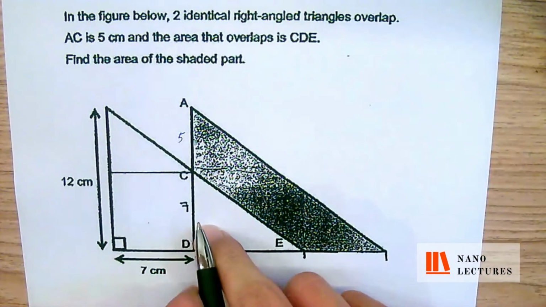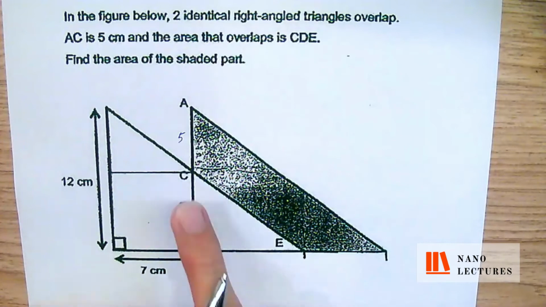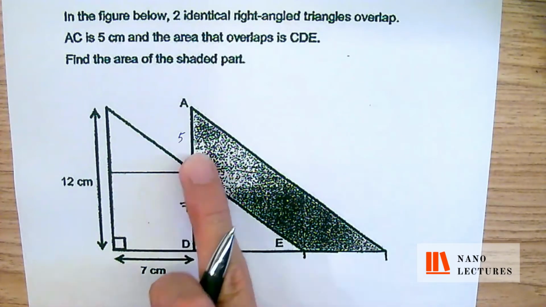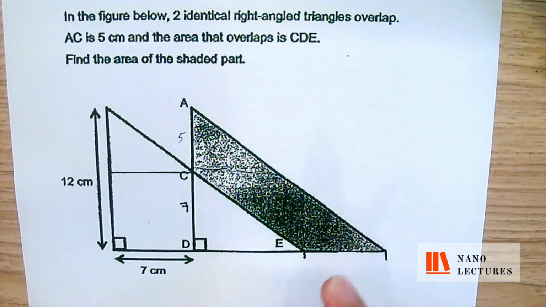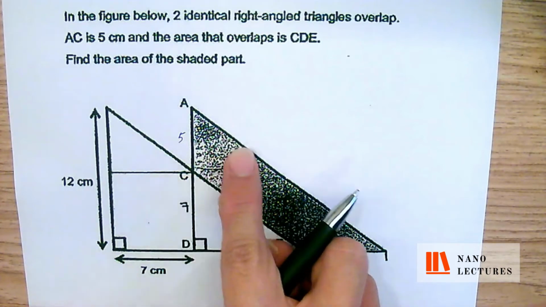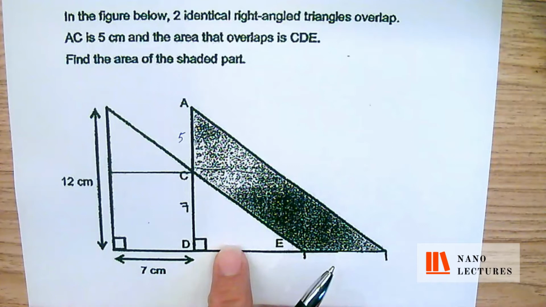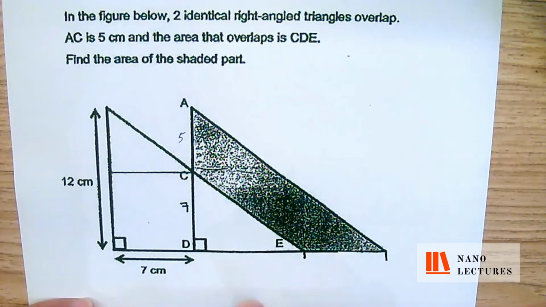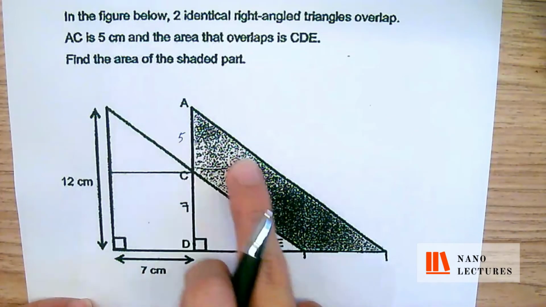Whatever. They said that the area that overlaps is CDE. This is the area of overlap, but this is the shaded part. So number 1, they're trying to trick you. They're telling you that this is the overlap part, then they're telling you that this is a shaded part. They're just trying to trick you. Do not fall for the trick. Now, how do you find this shaded part over here?